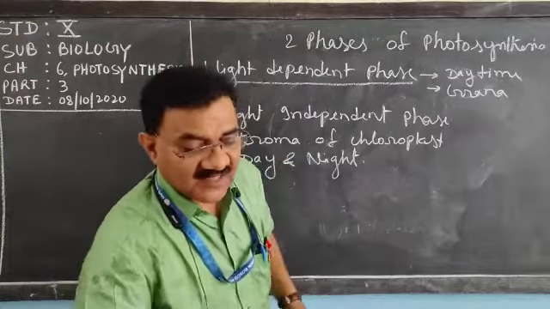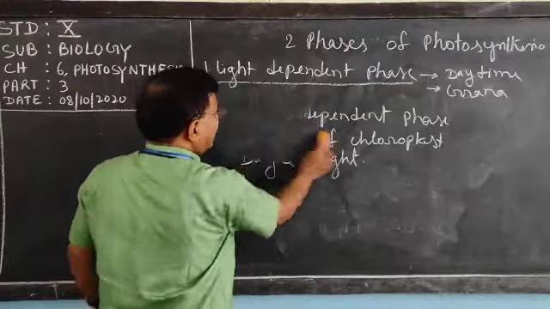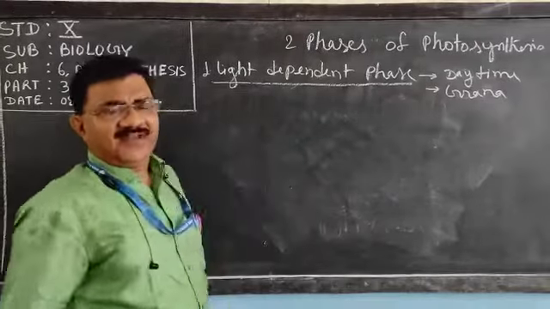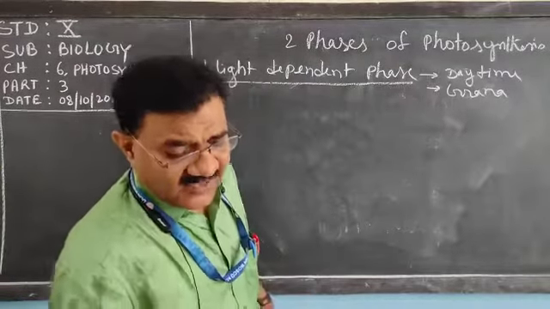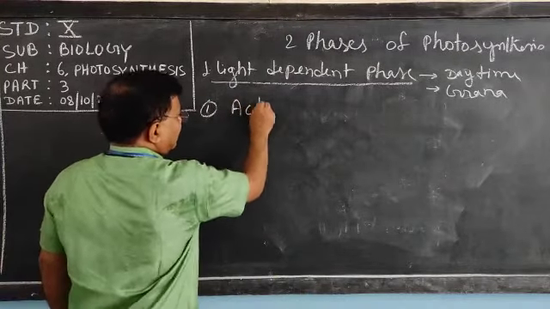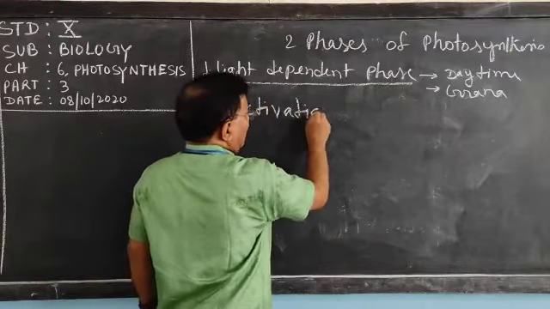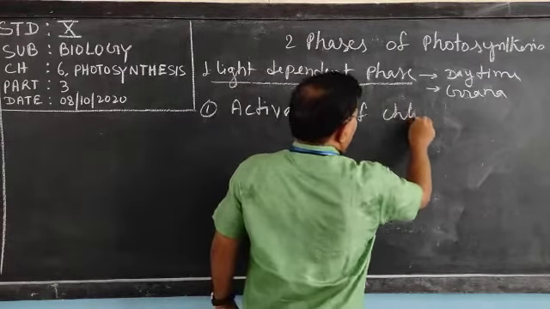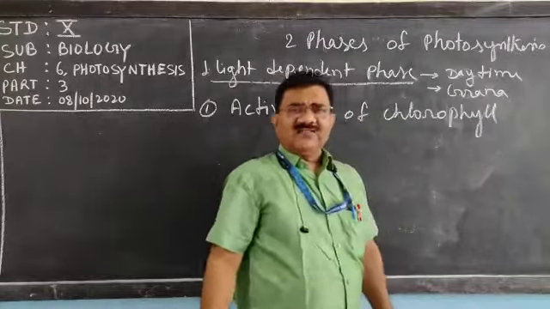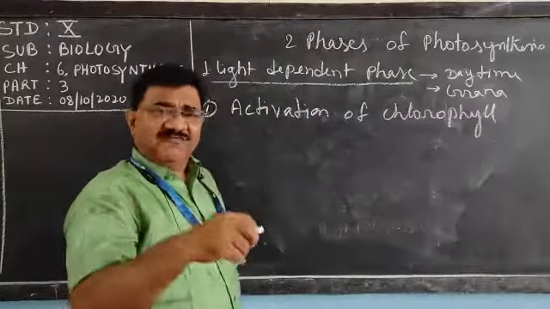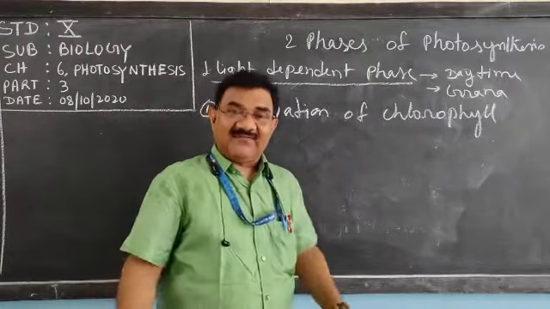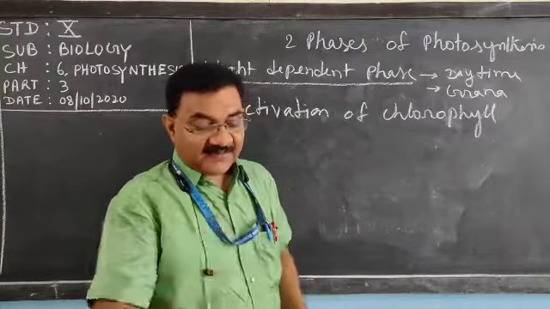So that is clear. Now in detail we have to go into the light dependent phase. What happens in the light dependent phase? What is made? First thing that happens is the activation of chlorophyll. We know that chlorophyll is present in the walls of the thylakoid. When light falls, it becomes activated, becomes active. Earlier it was dormant, sleeping.